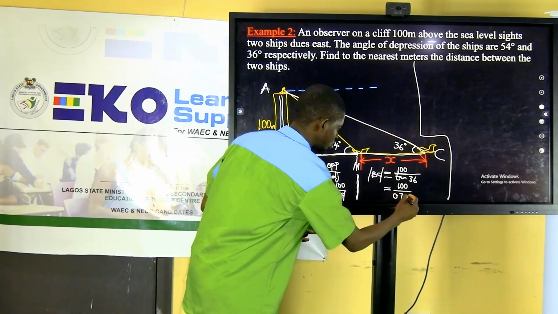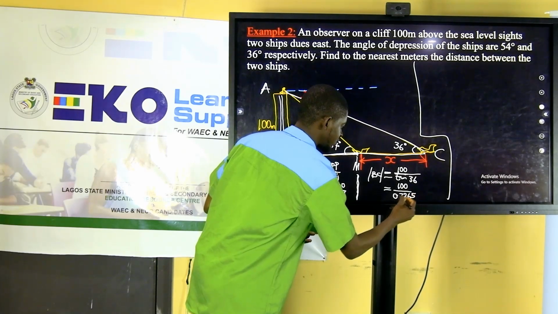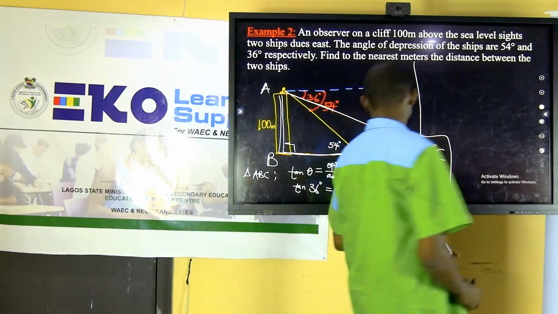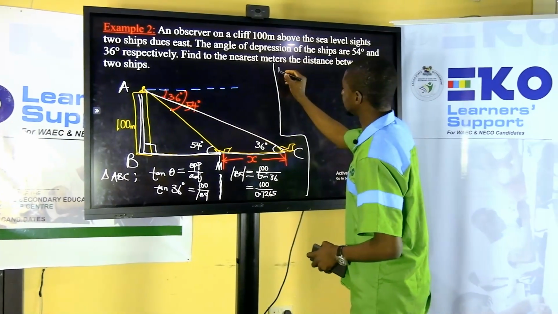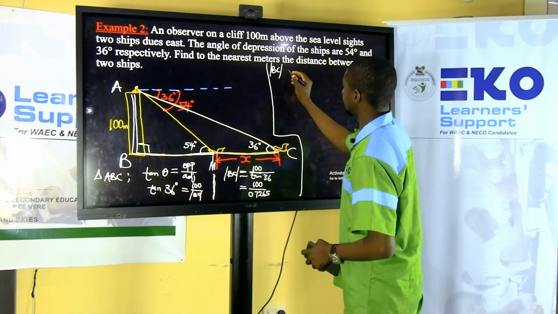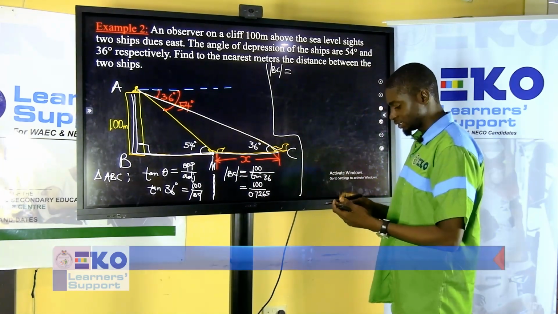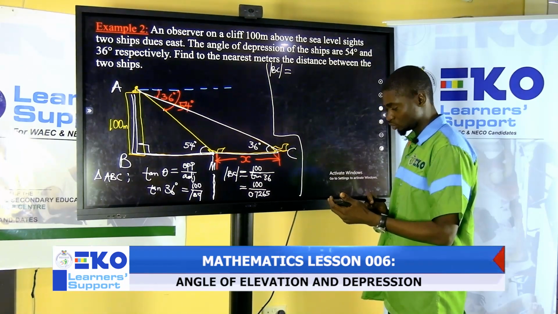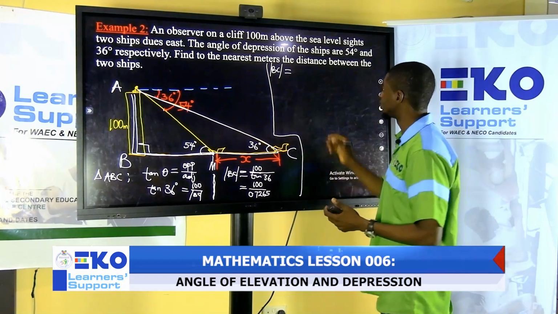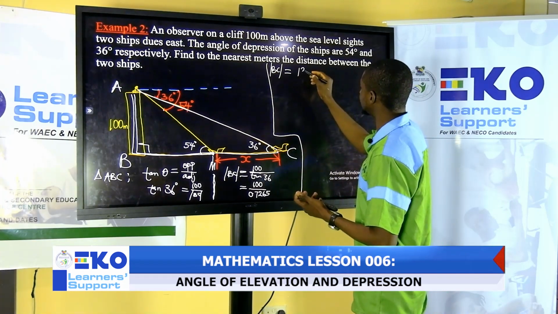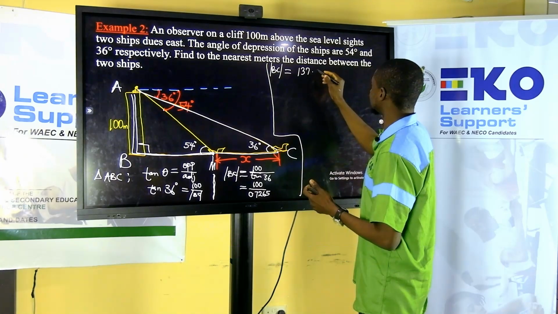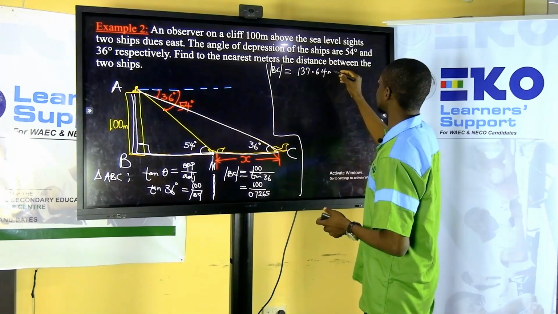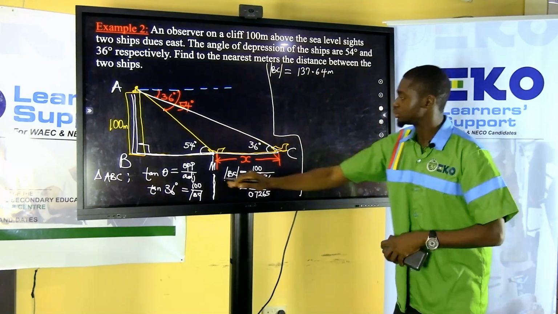0.7265. Now what is left for us is to say the side BC equals 100 divided by 0.7265. With our calculator, we have 137.64 meters. That's our BC. So let's leave that. We've gotten BC.